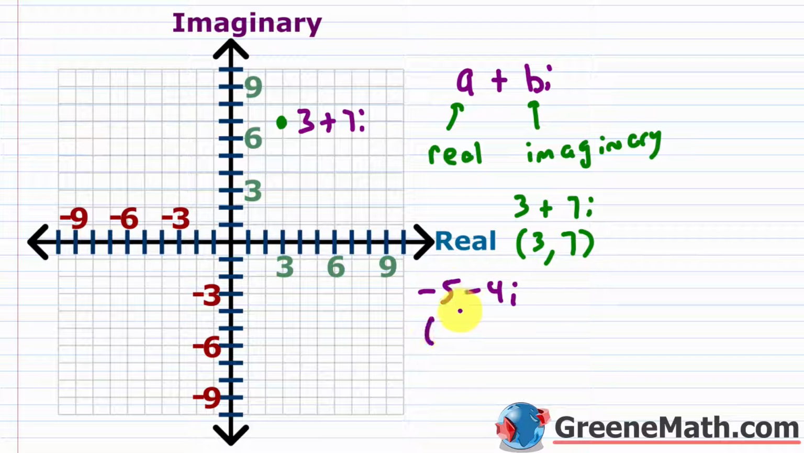So the coordinates there would be -5, comma, -4. So I'm just going 5 units to the left on the real axis and then 4 units down on the imaginary axis. So right about there, let's go ahead and say this is -5 minus 4i.